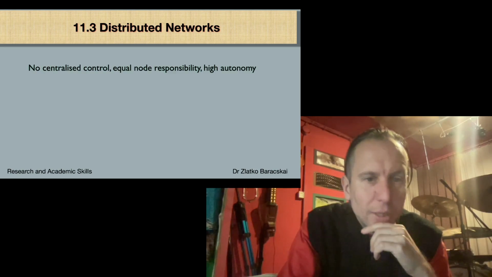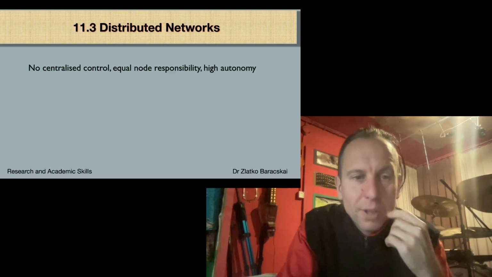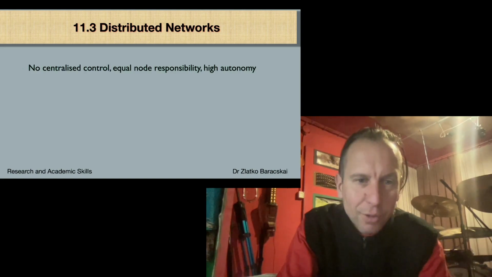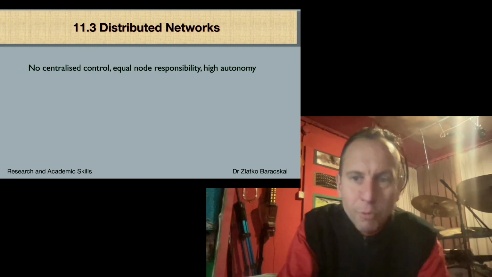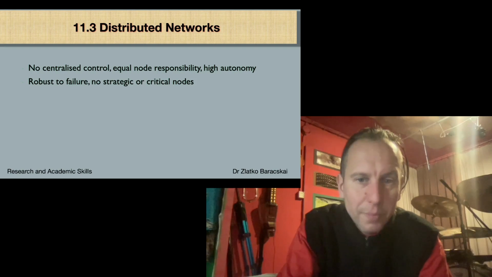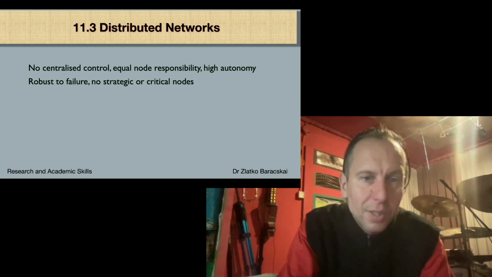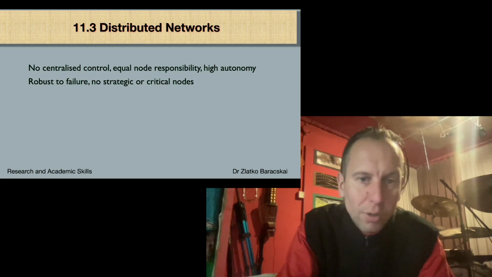Now, distributed networks. This is the type of network where we don't have any centralized control at all. We don't even get clustering. We have equality between the nodes and very high autonomy. The interesting property of this type of network is that it is very robust to failure. There are no strategic, no critical nodes.